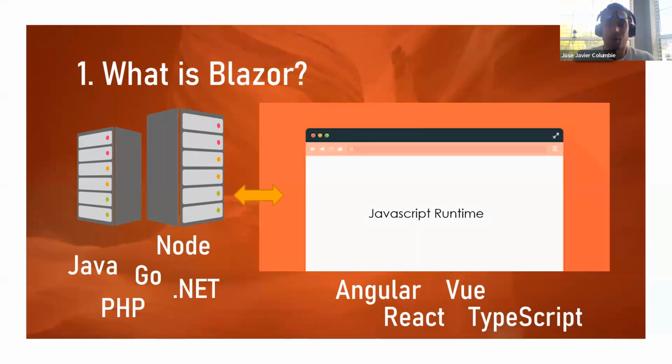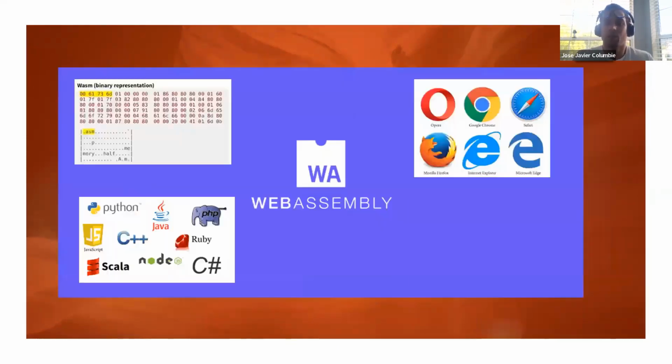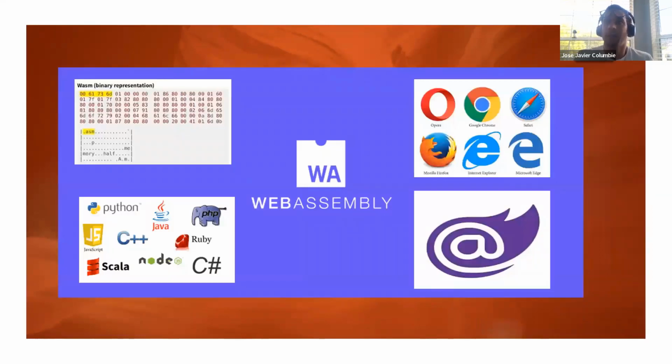The good thing is that WebAssembly came to solve that. With WebAssembly, you have a binary bytecode representation that you can compile to, and all the modern browsers will be able to run it. This is not only for C#. Python, C++, if you are able to compile it to that bytecode, you are able to run it.